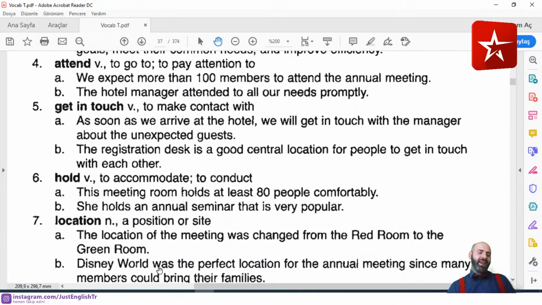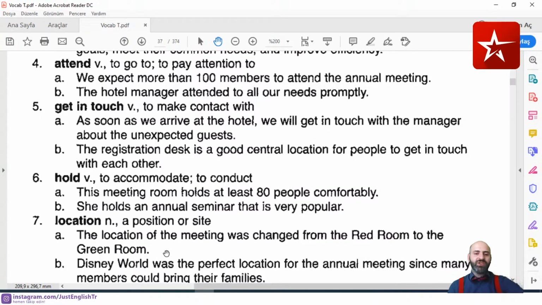Location. I think everyone knows this word. It's a noun and it means a position or site. For example, you are chatting with your friend and you decide to meet somewhere. Then you ask, can you please send me a location? You don't know this cafe's location, so you ask your friend, can you please send me a location?